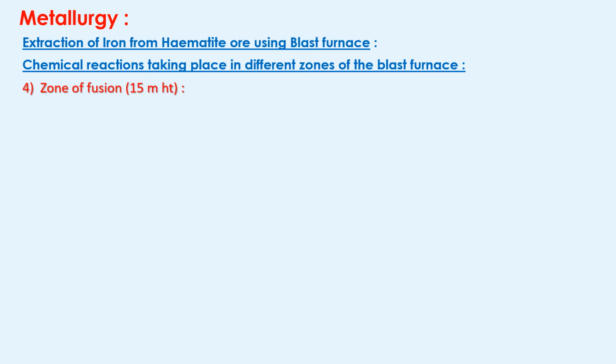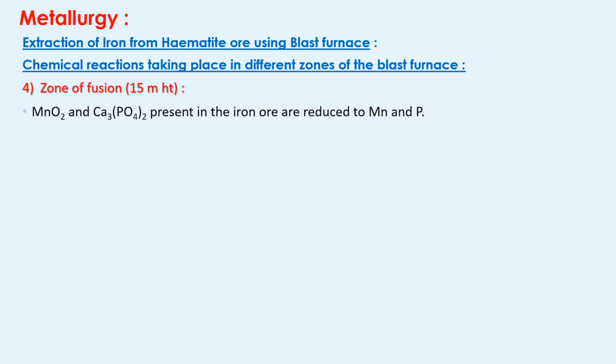Now next is the zone of fusion. This is our fourth zone. In the zone of fusion, you have MnO2 and Ca3(PO4)2 present in the iron, and these are reduced to manganese and phosphorus. You have manganese oxide and calcium phosphate in your iron ore, so you have to reduce them to manganese and phosphorus by taking a suitable reducing agent, and some silica is also there that you have to reduce to silicon.